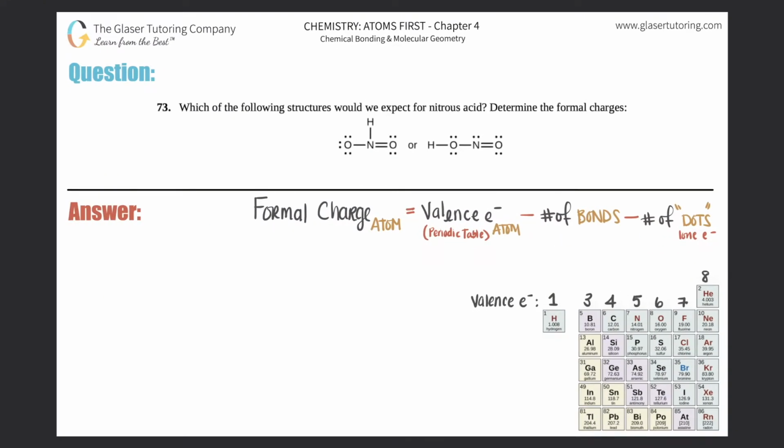Number 73. Which of the following structures would you expect for nitrous acid? And then determine the formal charges. They give us two depictions of what nitrous acid would be. It could either be this drawing or it could be this drawing. Now, technically, we don't really need the formal charges to know which one of these is nitrous acid.